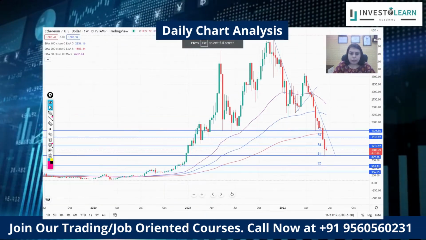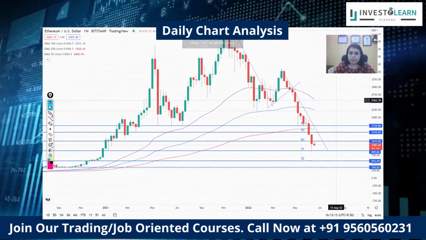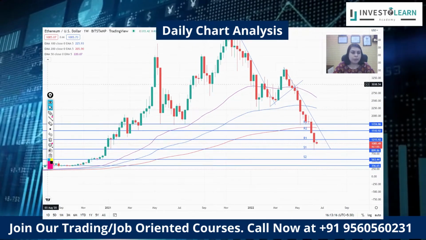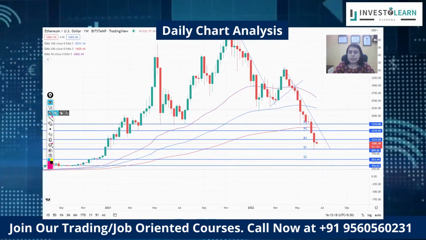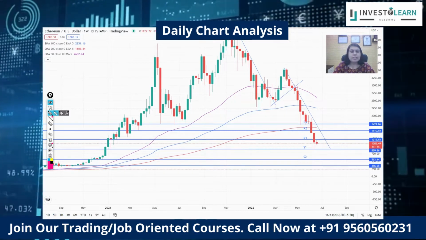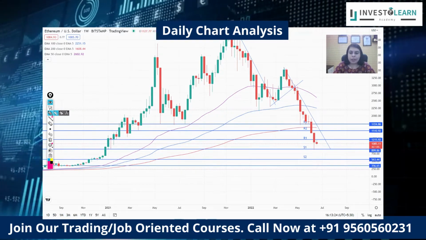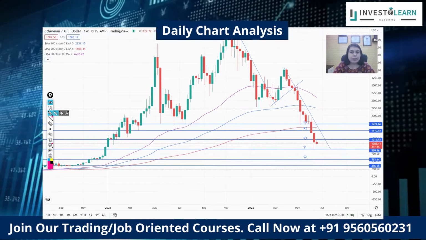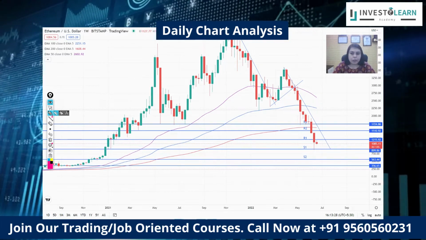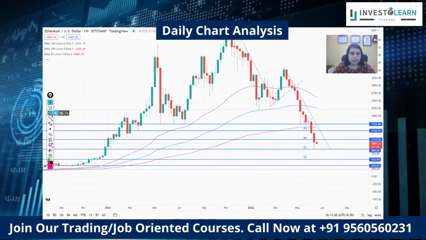All right, now if you look here, this is also a similar situation that we can see in Bitcoin. Here also the price is trading below the trend line. There is a bearish trend, and it is also down by all the moving averages. Recently the price is also trading below the 200 days moving average. So that's also an important level.